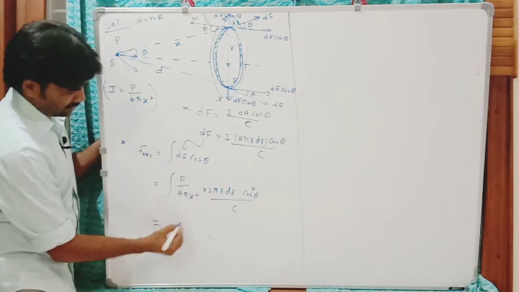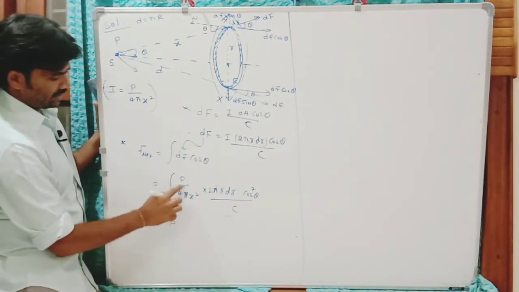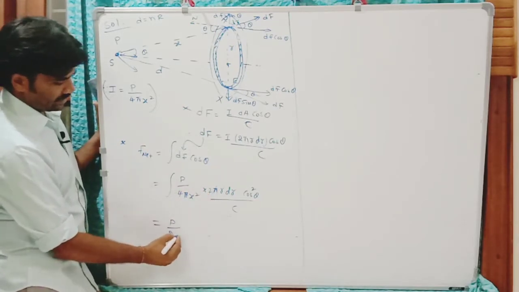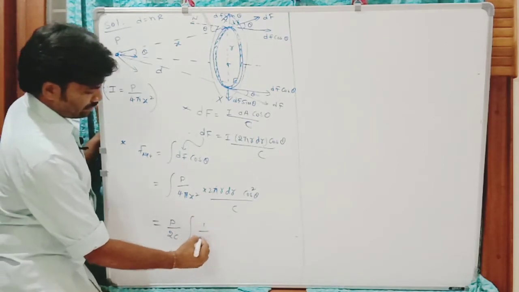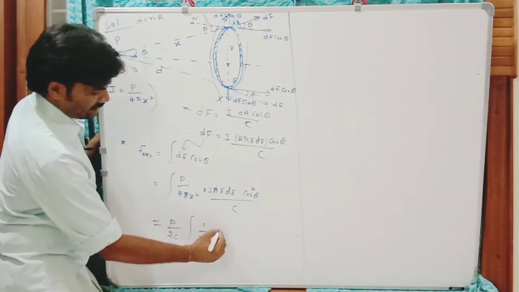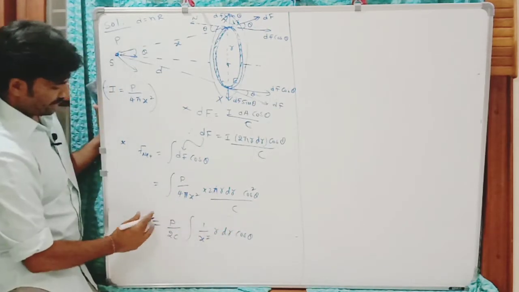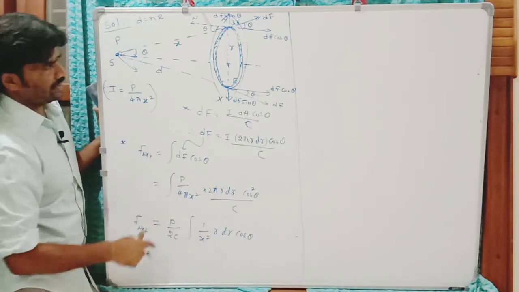Clear? Now the next step, pi cancels. You can write this radiation power constant outside, P by 2c, and the integration of 1 by x square r dr cos theta. Those are the variables. Let us confine this to one variable.